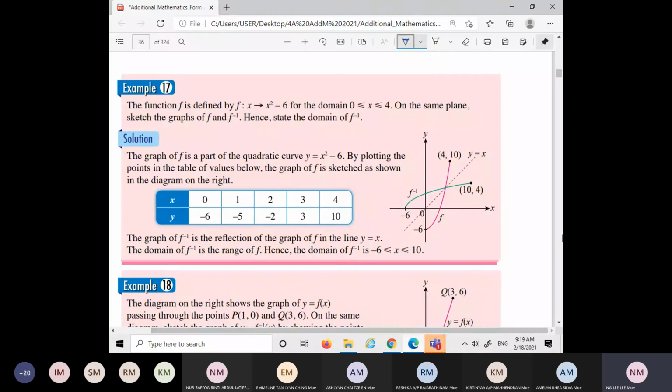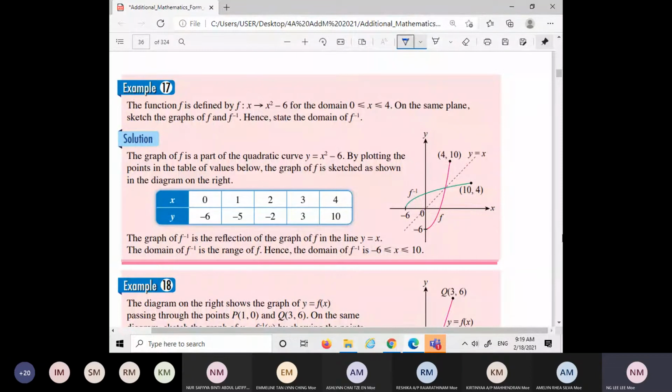Okay, next example. Look at example 17. All these are actually related to the four properties. So just now you know f(g(x)) equals g(f(x)) equals x. That one is one of the properties. Now we look at this example 17.